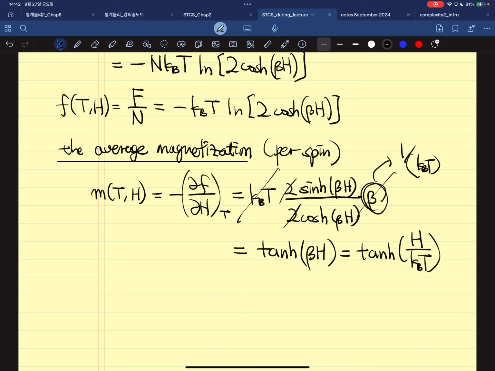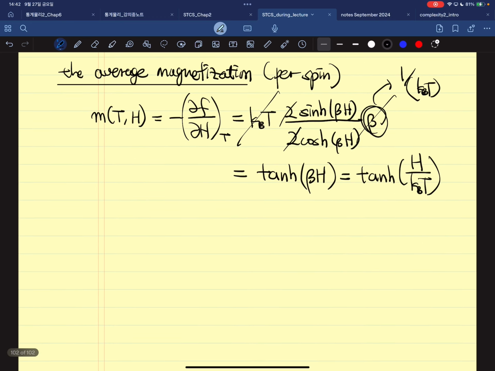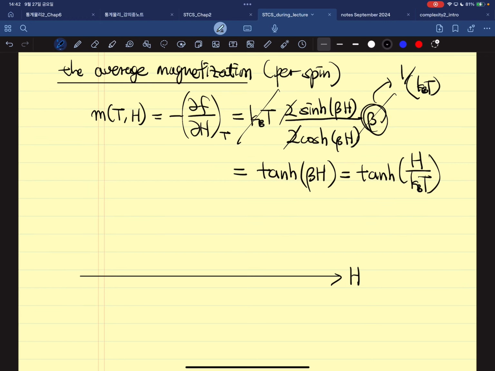This hyperbolic tangent function appears a lot, especially in other disciplines like machine learning, as an activation function or whatever. So it's really useful to learn about this function's properties. Let's just draw this function. First, let's consider the hyperbolic tangent as a function of h, the external field.